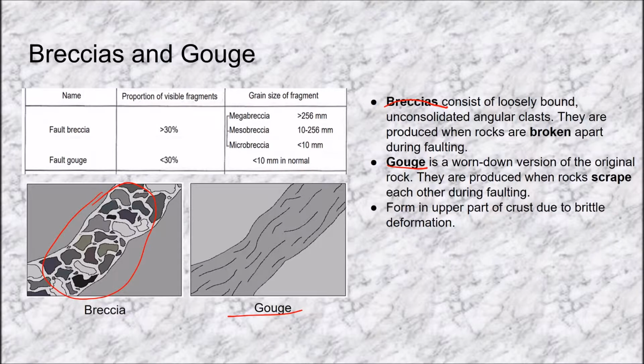And to tell the difference between the two, I use this here, where for breccia there is 30% visible clast of that rock you're looking at. It can be seen by the naked eye. Whereas for gouge, it's just under 30%. So that's the difference between the two.